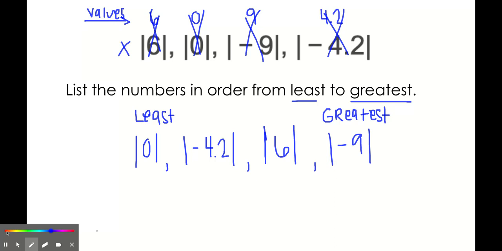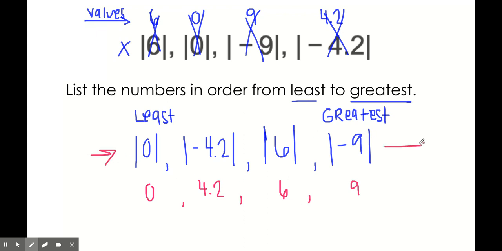And I just want to reiterate how even though it says different things inside our absolute value brackets, it represents a different value. Again, we knew that 0 was 0, -4.2, its absolute value is +4.2, the absolute value of 6 is 6, and the absolute value of -9 is 9. And that is why we listed them in this order right here. Because when we find their values, we can put them in order that way.